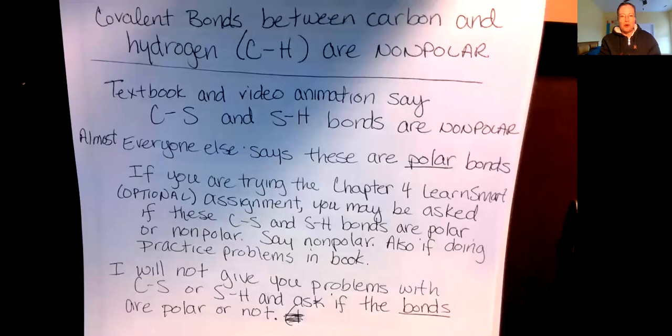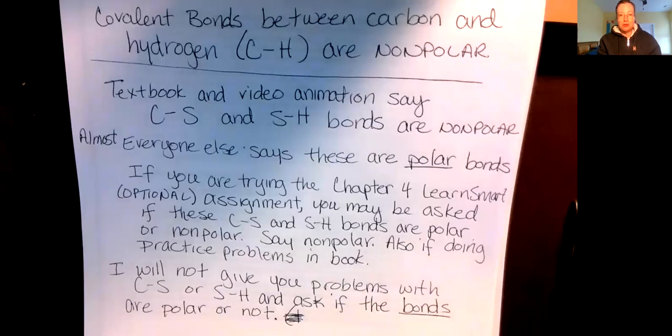What I want you to know is that the textbook and a video that I like, that I'm going to show you, both say that the bonds between carbon and sulfur and hydrogen are nonpolar covalent. Almost everyone else says that these are polar bonds. It has to do with the size of the sulfur atom and the fact that it's a much larger atom than the carbon and hydrogen atoms.